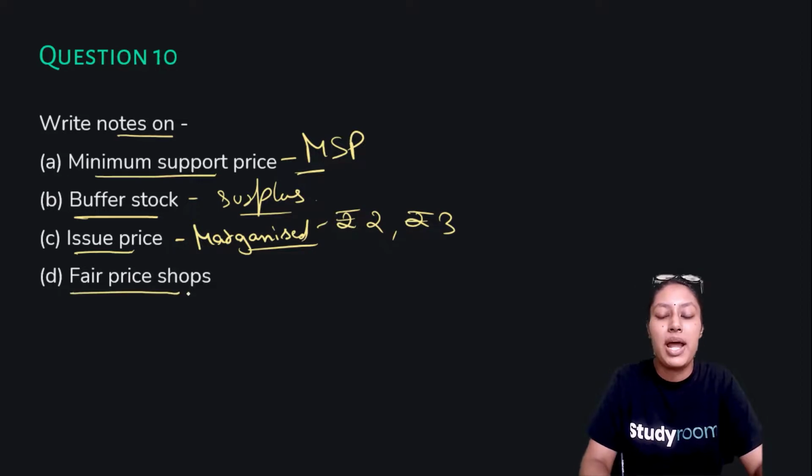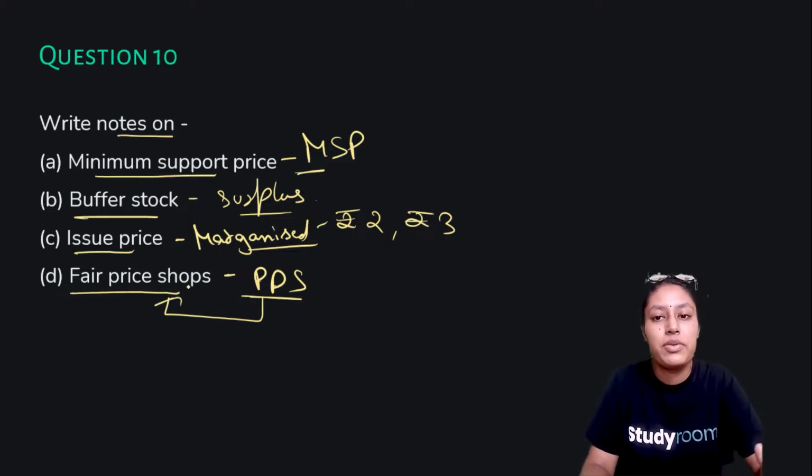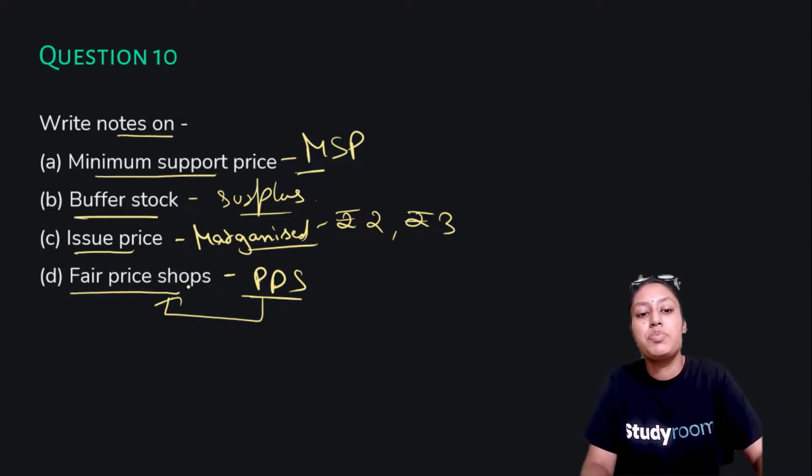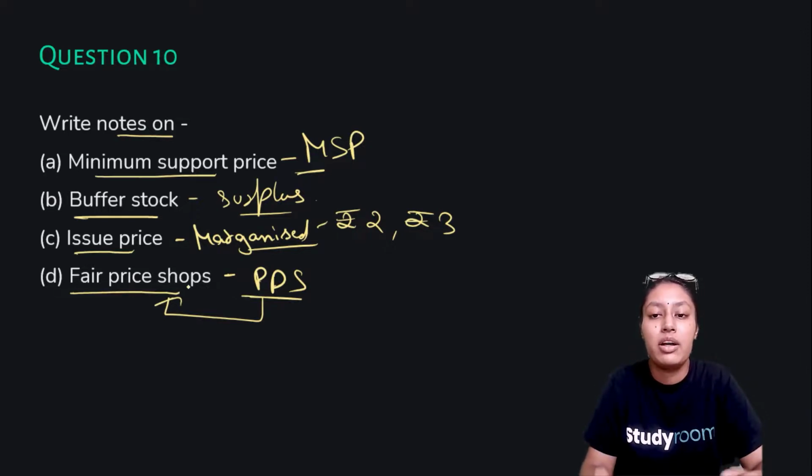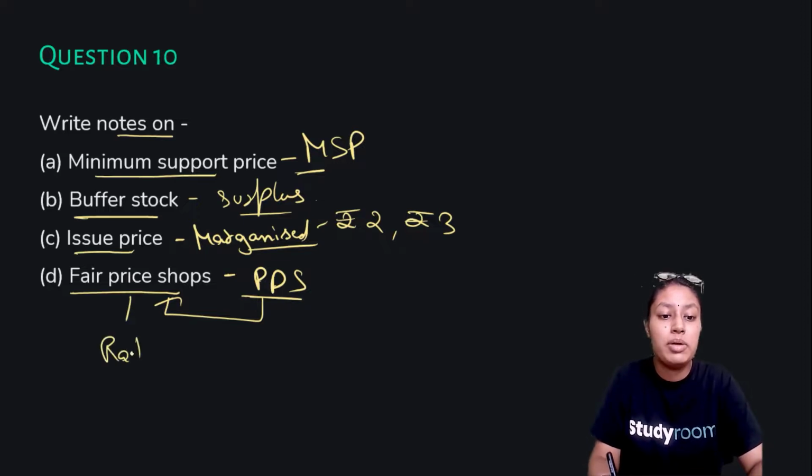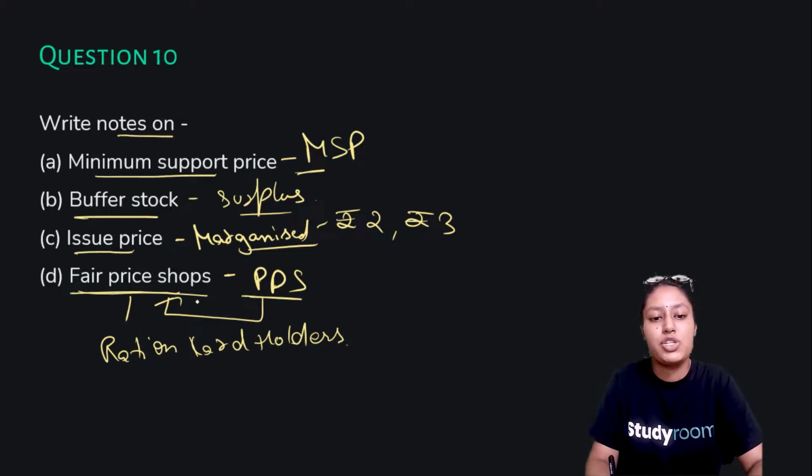Fourth is fair price shops. As we have discussed, in the public distribution system, the distribution is done in ration shops, also known as fair price shops. The government provides a license to the distributor who provides food or essential commodities at a very minimum cost to the people who are ration holders. Very important, this is only given to ration card holders. So for having a fair price shop, one requires a license which only the government provides.